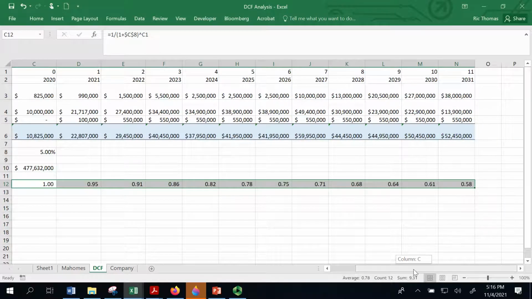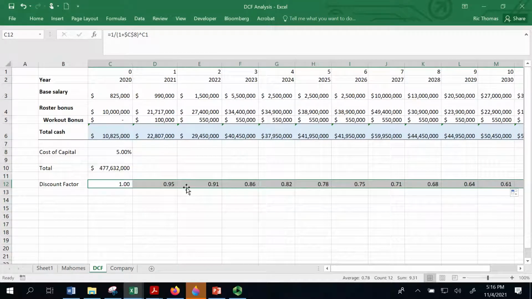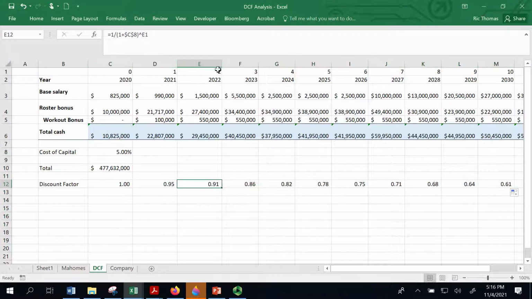You will see these numbers get progressively smaller, but you can see like in year 2 here, it's always referencing C8. See, year 3, it's always referencing C8, but it's referencing a different number up here because I didn't anchor it. It's referencing F1 here. It's referencing G1 here. So this is to the 4th power. This is 1 divided by 1.05 to the 4th power. All right, so that's the beauty of it.